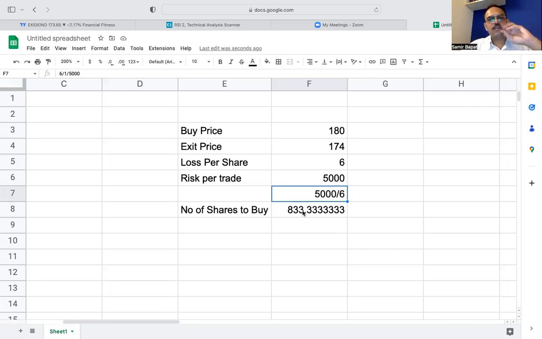So many people decide I'll take a trade per trade for 20,000 rupees, 30,000. Don't do that. Decide your trade value basis your risk value. If risk is 6 rupees and risk per trade is 5,000 rupees, you take 833 shares, whatever the cost may be. If you are not able to achieve that cost, then reduce your risk, but keep your risk constant for at least 2 to 3 months before you increase the amount of risk.